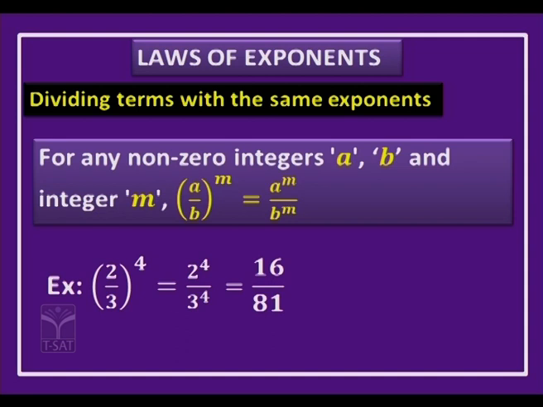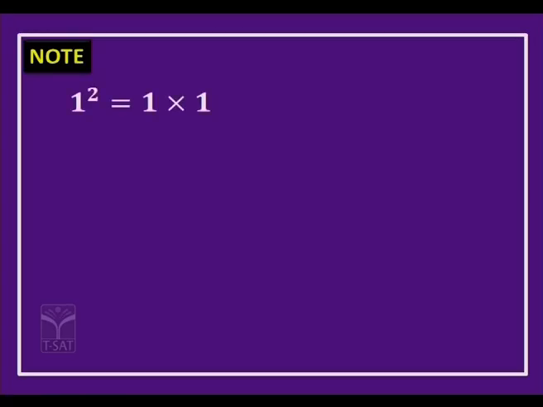Now, let us take one important note, children. So, we have seen the different laws of exponents, okay, children, and also we learned what is an exponent. Now, let us take some important concepts that we need to remember, okay, children. So, 1 square is written as 1 into 1. Now, what do you get, children? Yes, we get 1. Now, what about 1 cube? 1 into 1 into 1. Again, what do you get, children? Yes, you get again 1.